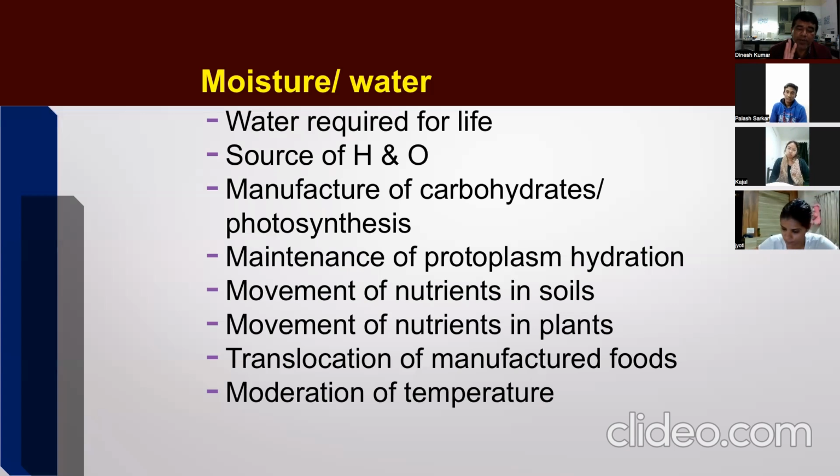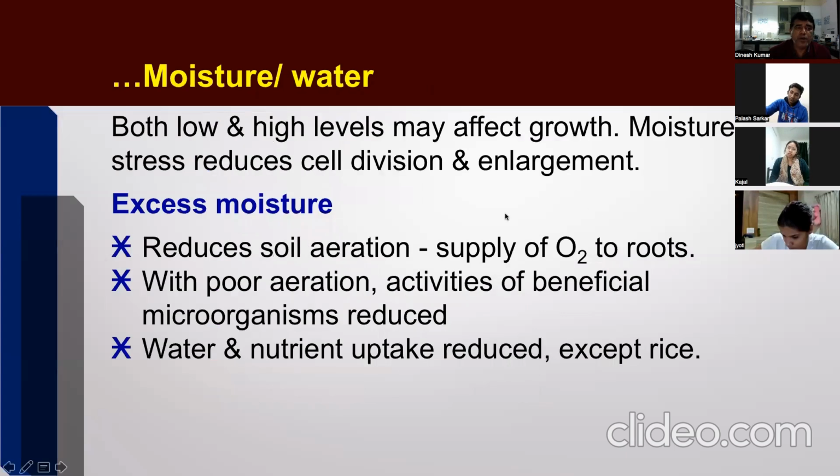You can remember what are the major roles of water, what are the major roles of temperature, what are the major roles of light. So you should remember the role of all these factors and their limits and also their alterations or modification for better crop production, so that we get better growth, better yield of the crops. Now you come to water: both low and high levels may affect the growth adversely. Moisture stress reduces cell division and enlargement.